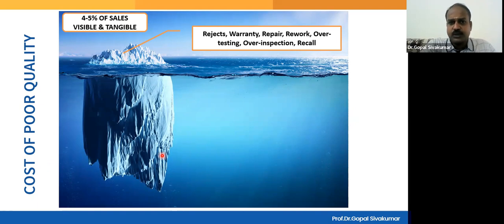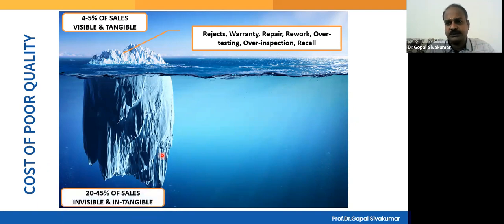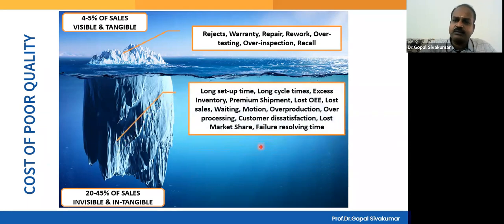Similarly, the cost of poor quality, what you see, 4 to 5%, is only the tip of the cost of poor quality. If you actually want to uncover the problems, you have to use tools, right? And you have to do a lot of visual management. You have to equip people with adequate knowledge and skill to realize the many problems that are encountered in their workplace. And see here, I have listed some failures, and not many companies know or consider these as failures. For example, longer setup time. If you take more time to set up a machine, can it be considered a failure?